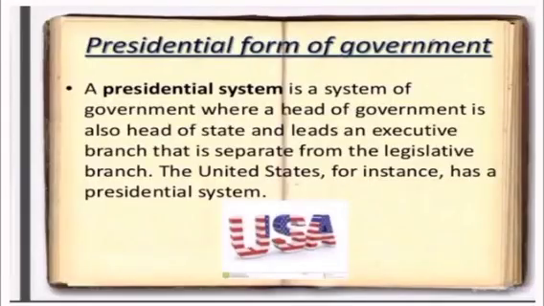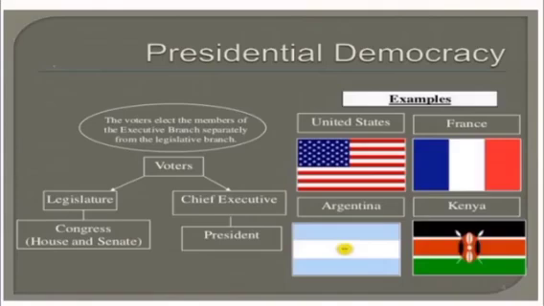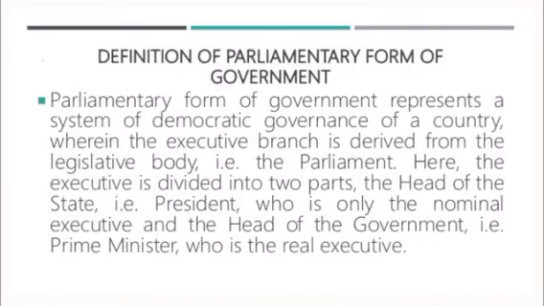So, a presidential system is a system of government where a head of government is also head of state and leads an executive branch that is separate from the legislative branch. The United States, for example, has a presidential system. In presidential democracy, the voters elect the members of the executive branch separately from the legislative branch. Examples are United States, Argentina, France, and Kenya. Next, we are going to learn about definition of parliamentary form of government.